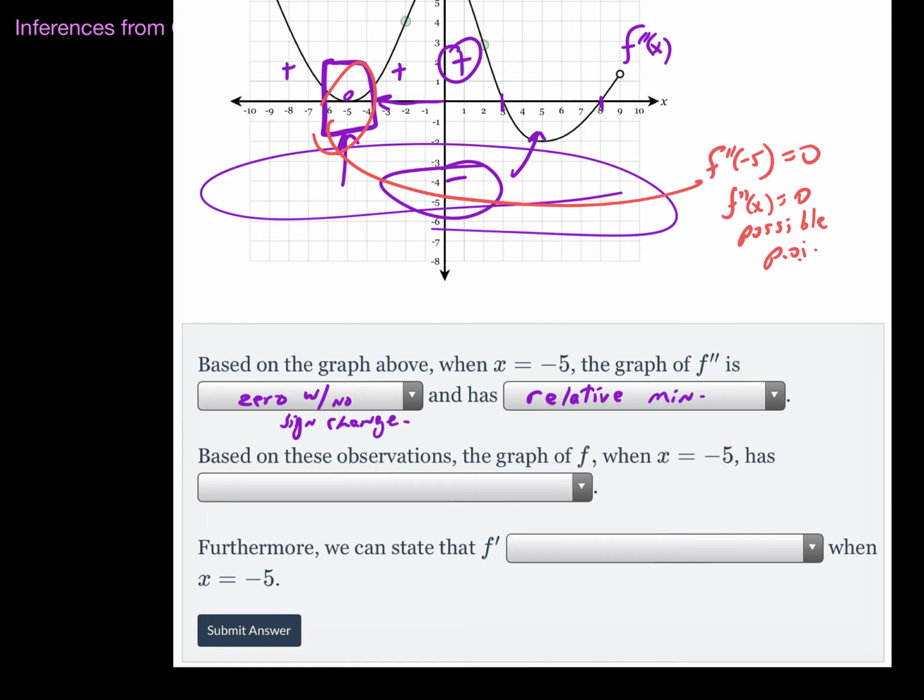Possible. We have to see if it's changing sign. We have to see if it's going from negative to positive or positive to negative. Well, we just said right here that it's going from positive and it stays positive. Well, if we have positive to positive, it's a possible point of inflection, but it's not. And so therefore, we have no inflection points.